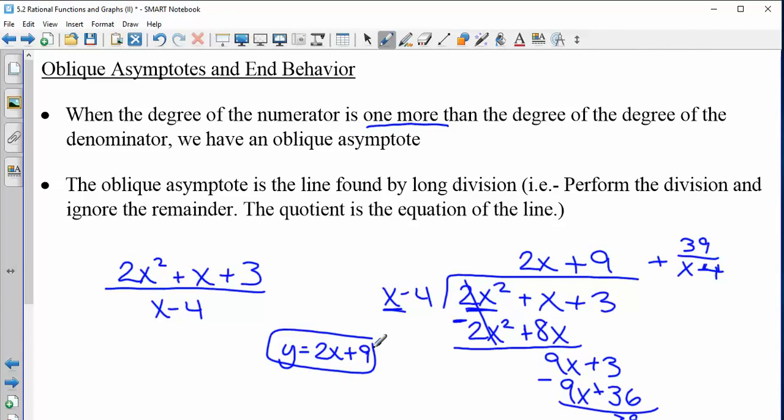Would it be possible to have both a horizontal and an oblique at the same time? Horizontals happen if the degree on top is smaller or if they are the same. Oblique happens if it's 1 bigger. So no, you can't have both. It's either or. Either horizontal or oblique or none. Okay?